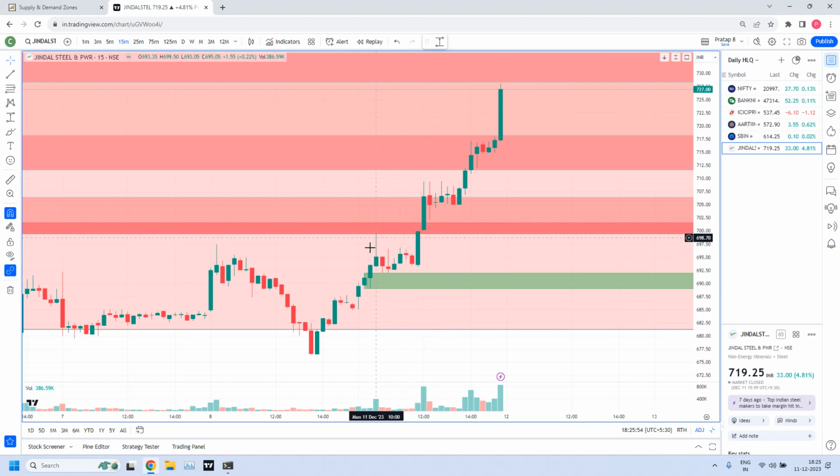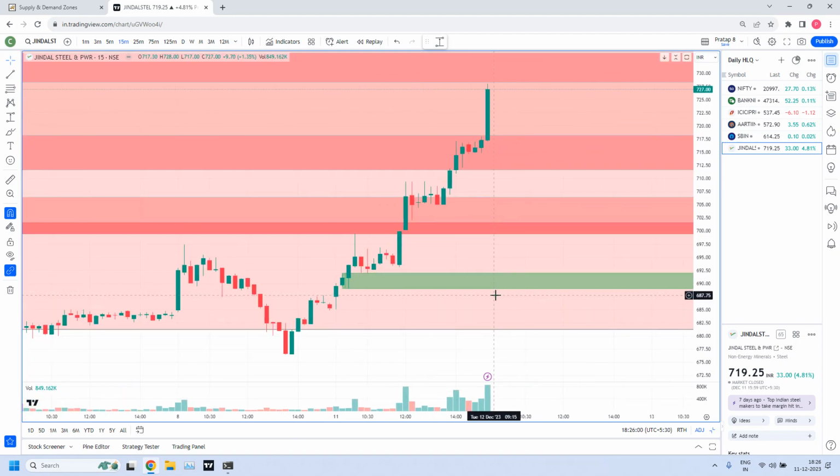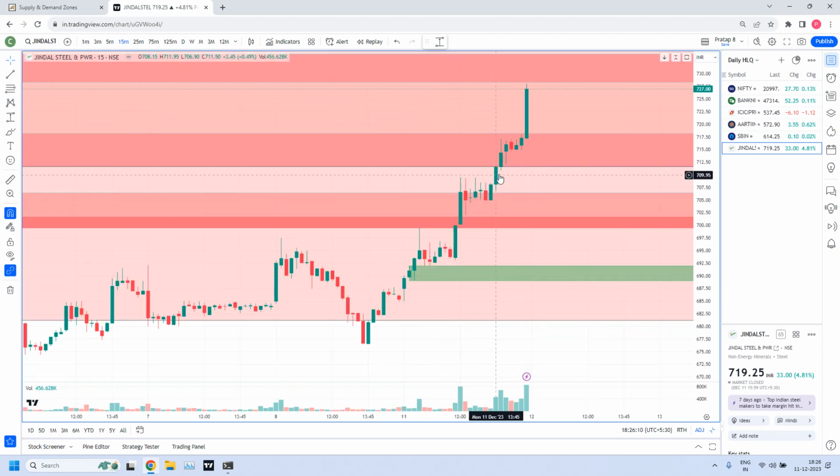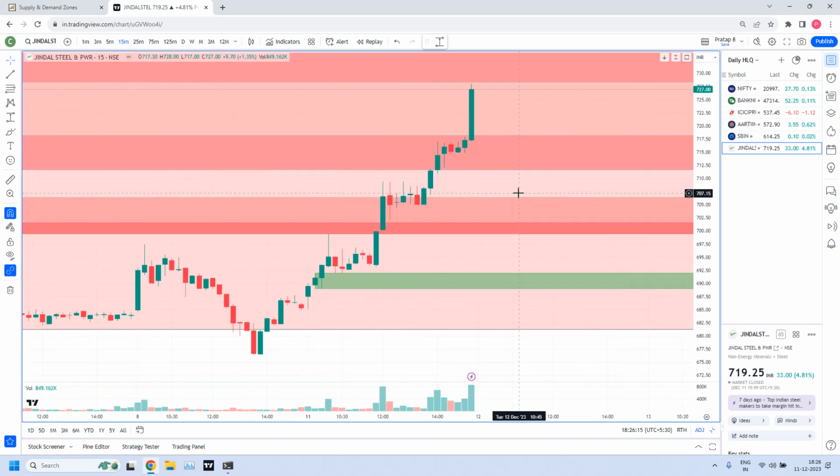But that is not the case with the State Bank of India and RT Industries. Even if anybody would have taken a second trade, your loss would have been very minimal. Okay. But why is this zone broken? The reason is very simple.